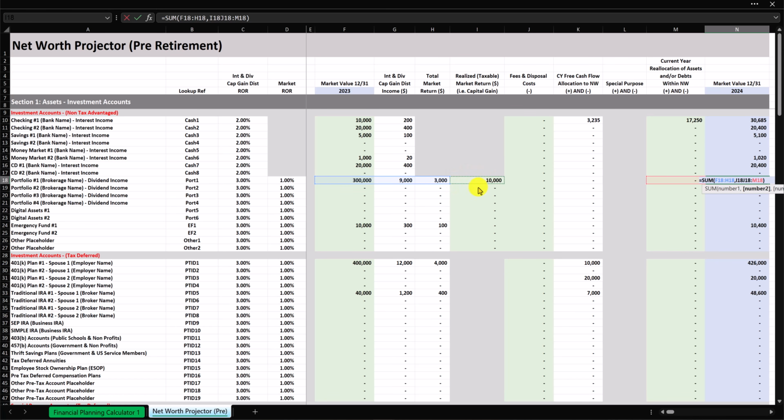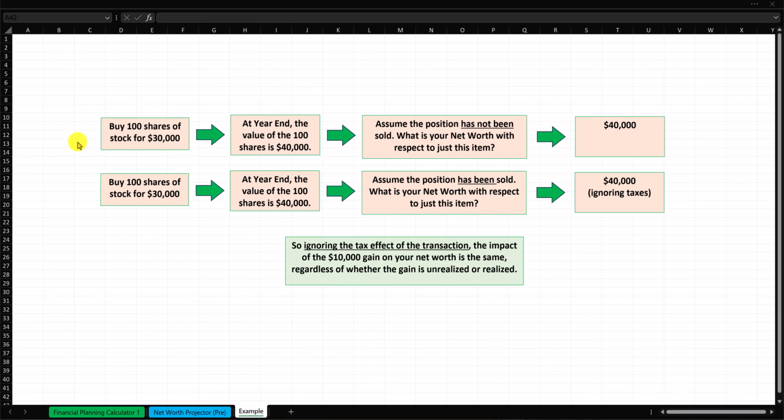Let's do a simple example. All right, so we buy 100 shares of stock for $30,000. At the end of the year, the 100 shares is worth $40,000. Assume the position has not been sold. What is your net worth with respect to just this item? And the answer is, at that moment that you are measuring your net worth at that last day of the year, your net worth is $40,000 with respect to this item.